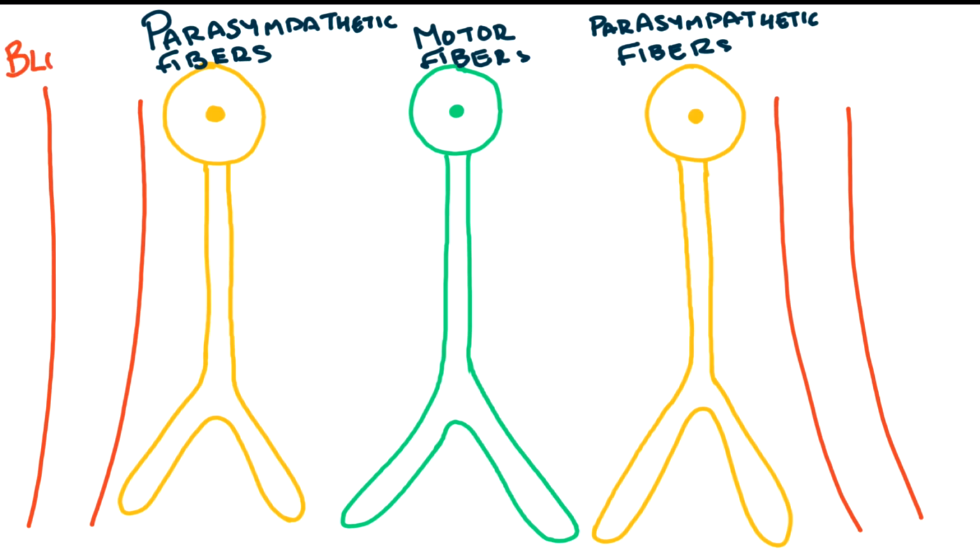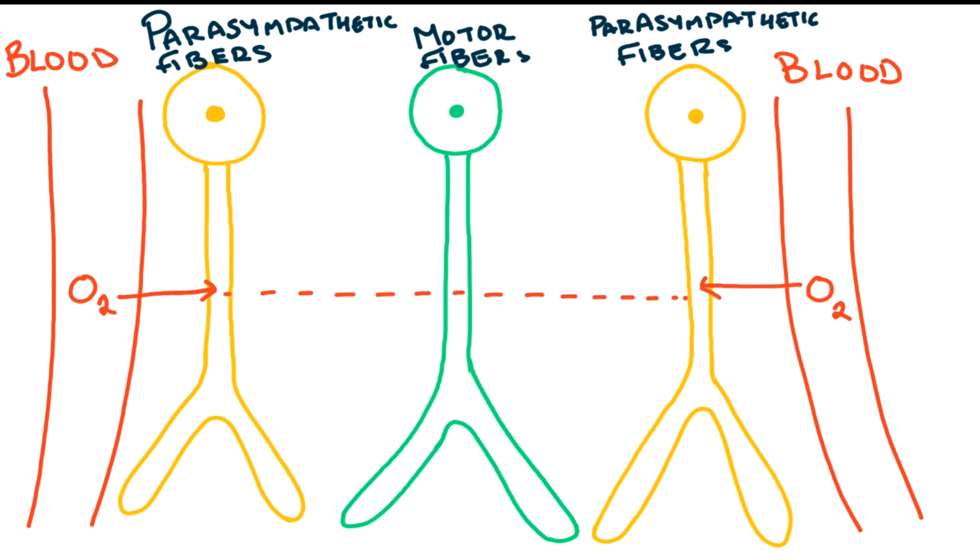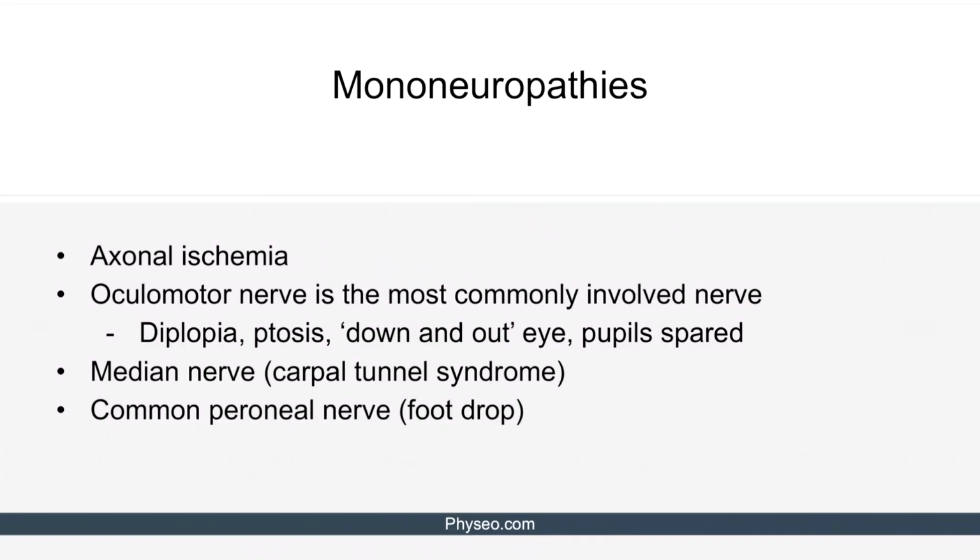And since blood vessels lie close to the periphery of the nerve, the parasympathetic fibers are less vulnerable to ischemia, especially when compared to those motor fibers, which are further away from the blood vessels because they're more central. So what happens here is there's this selective sparing of parasympathetic fibers in ischemic mononeuropathies, such as diabetic oculomotor nerve palsy. Now, there's also some compression neuropathies which can occur, such as median nerve compression causing carpal tunnel syndrome.